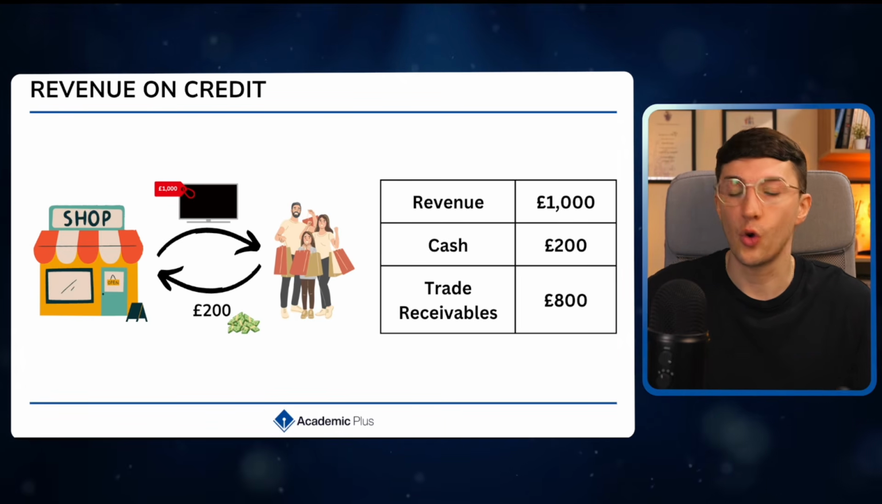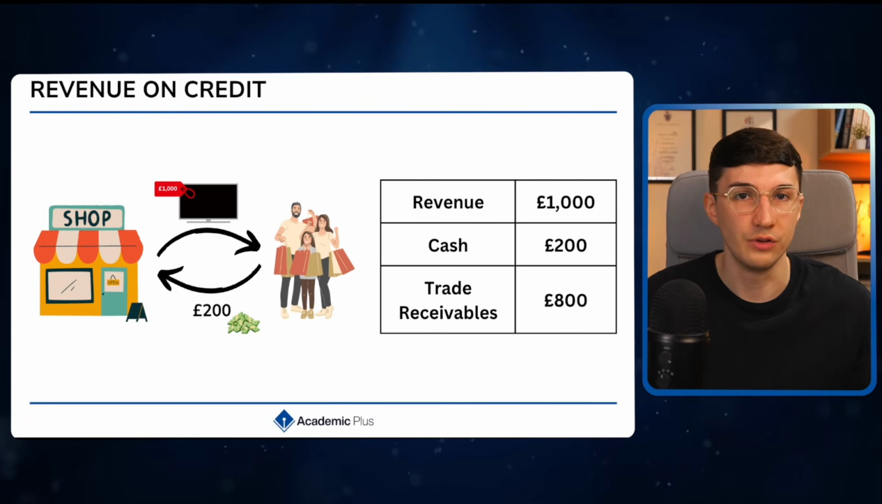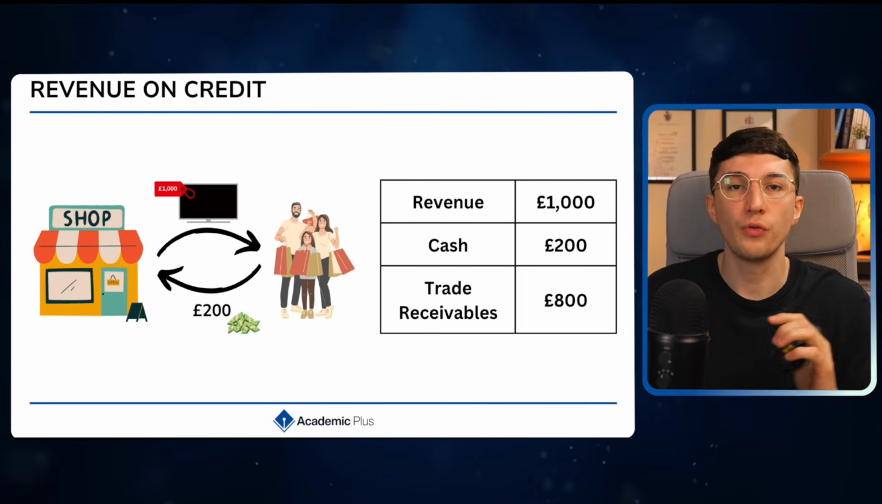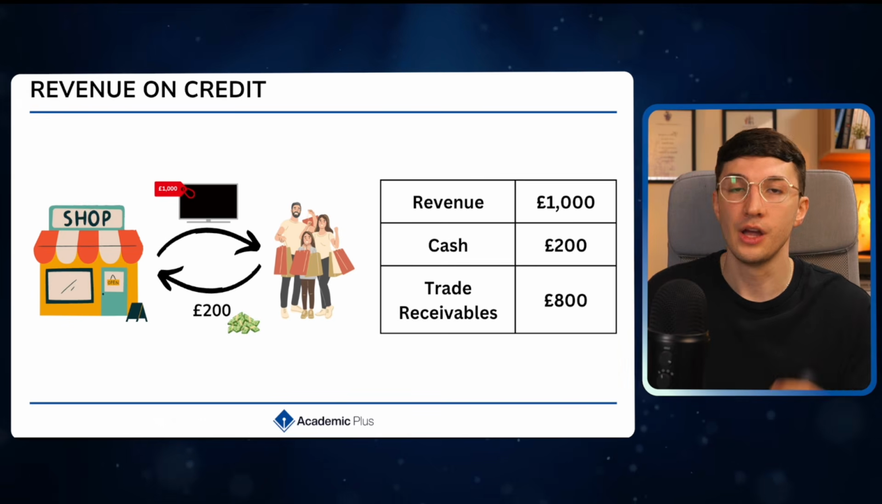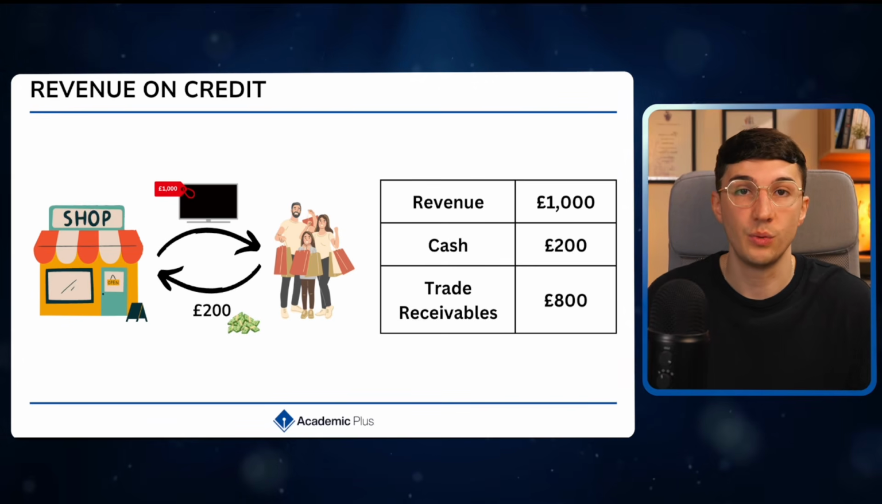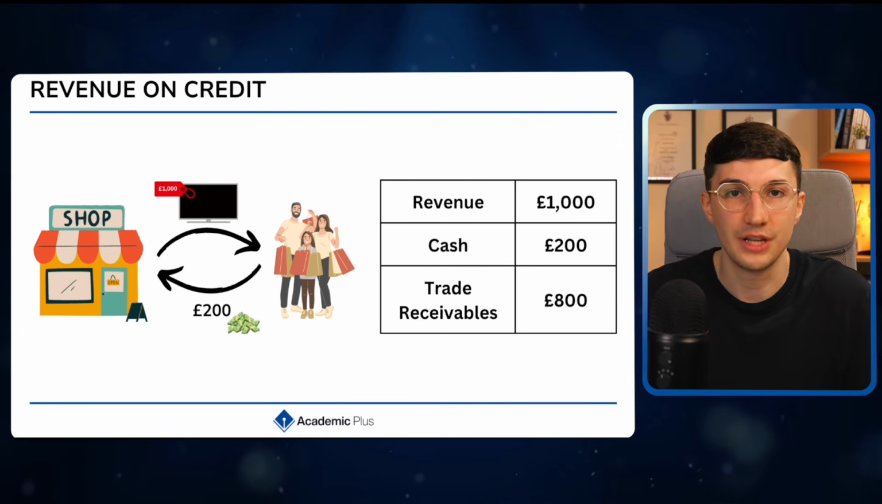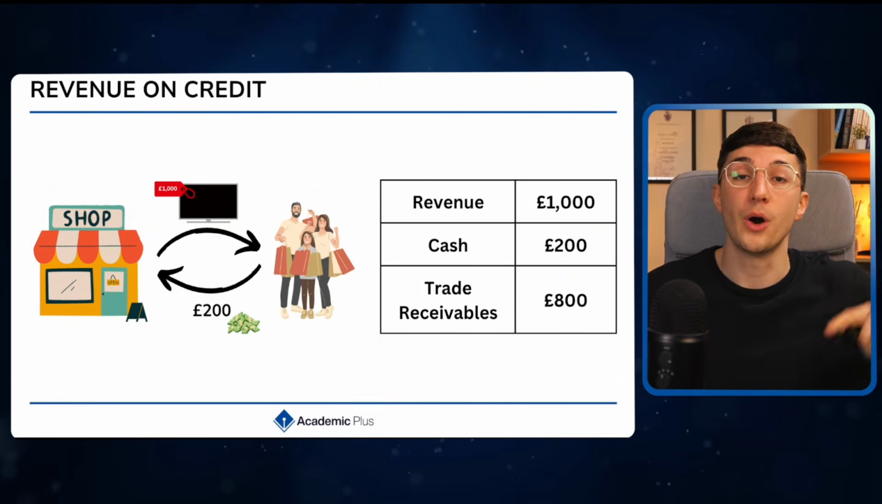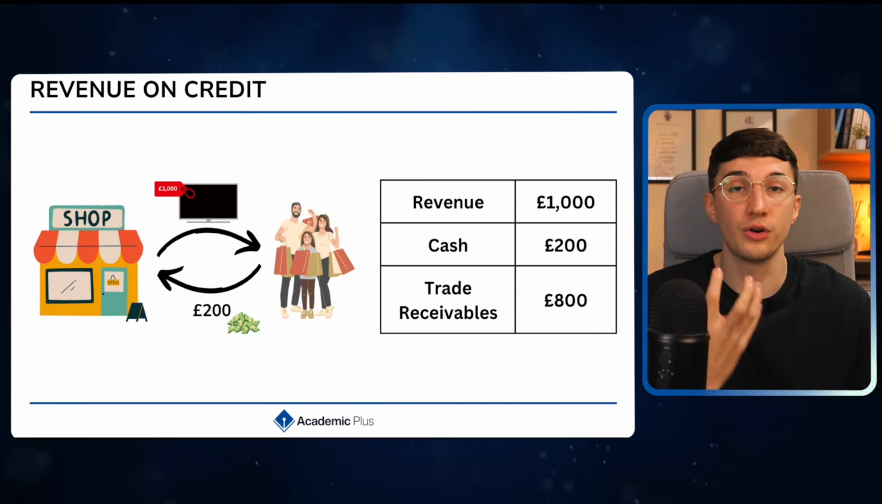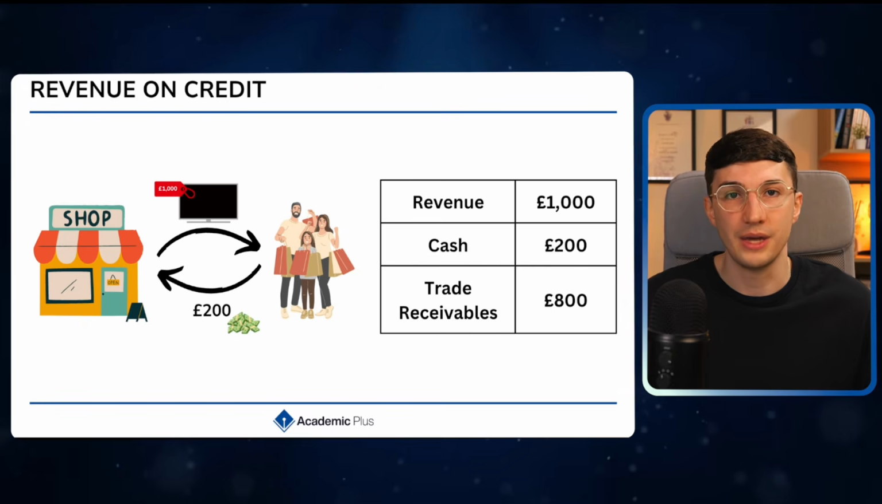So I would have to record for my revenue £1,000. But I can only record the amount of cash I've received. And the only amount of cash I received is £200. And when we look at trade receivables, which is just the amount of money my customers owe me for products they bought on credit, of course, that's going to be £800.